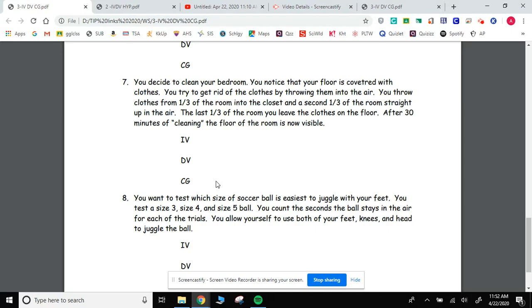I think the best control here is the third of the room where you just leave the clothes on the floor, because you don't normally throw your clothes around your room. So that would probably be the control group.